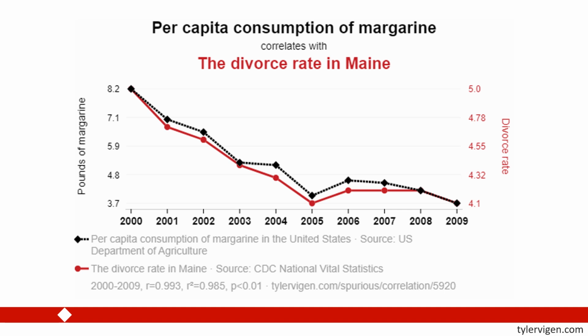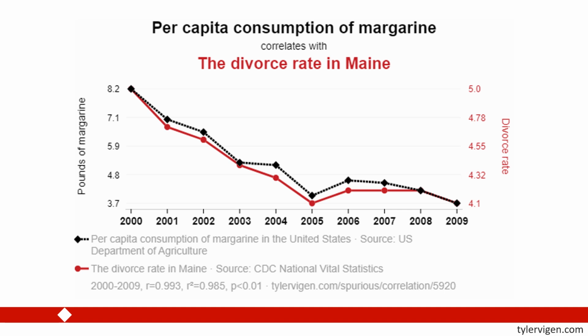And at the bottom, you can see that the correlation between these variables, often abbreviated with a lowercase letter r, is 0.99. Now remember, when we talked about the magnitude of correlations, we said that the closer a correlation is to 1, the stronger that association is. So this is an almost perfect correlation. There is a very strong association between how much adults in the United States are eating margarine and how likely couples are to get divorced in Maine.